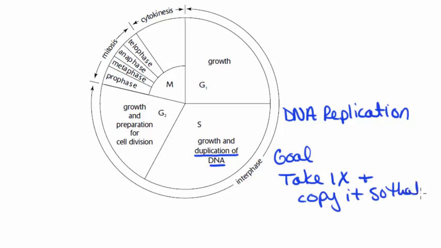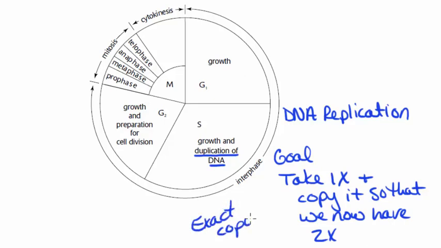so that we now have really twice that amount. So we go from having 1x, one copy of everything, to having ultimately 2 copies of everything. And more than that, we want these to be exact copies, because the goal here is that we want to end this whole cell cycle process with 2 cells that have exactly the same genetic content in them.